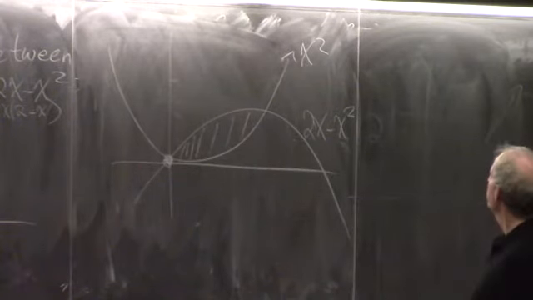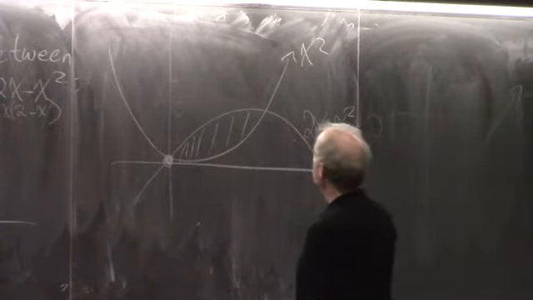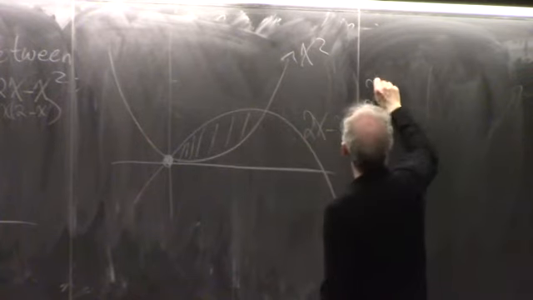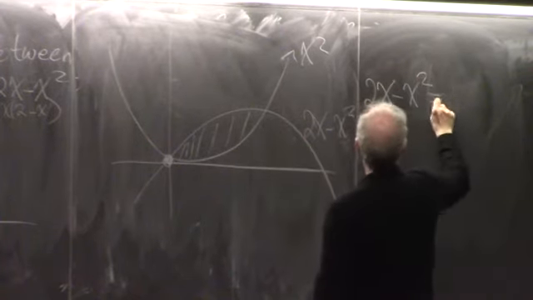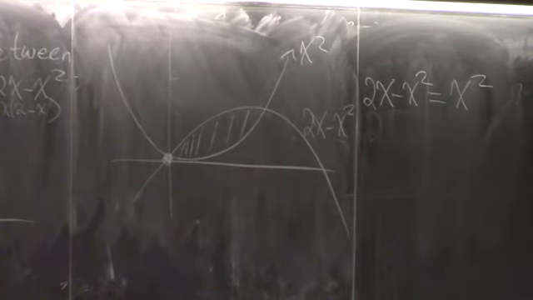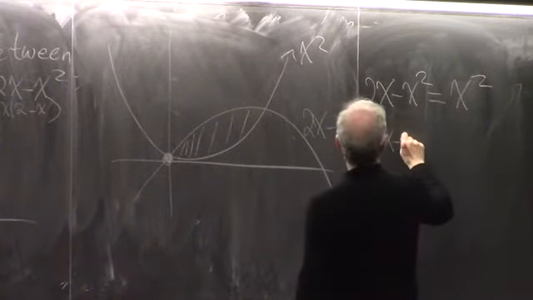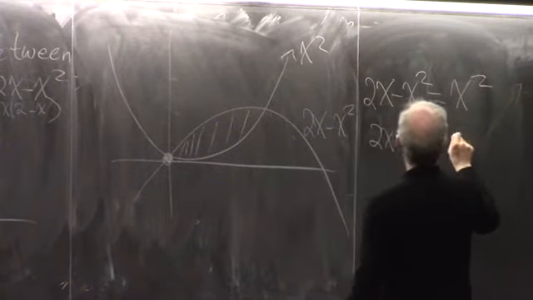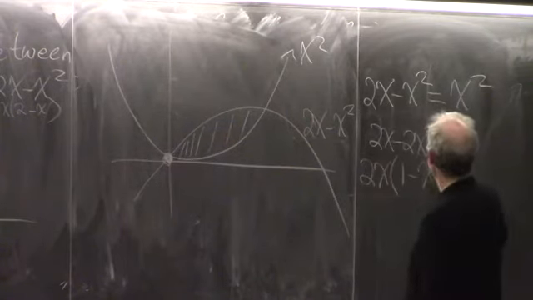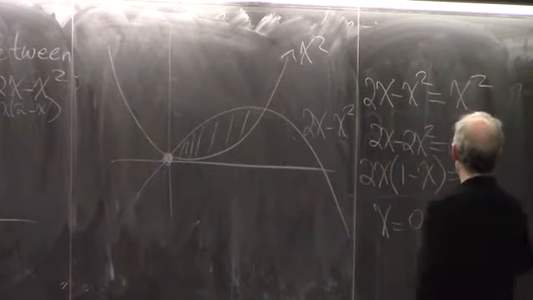When you miss, just make a big dot around it, so people can't tell if you did it wrong. Now you have to find where they intersect, because we're going to go from 0 to that spot. So where do they intersect? They intersect where 2x minus x squared equals x squared. So that's 2x minus 2x squared equals 0. Factor out 2x times 1 minus x equals 0. So they intersect at x equals 0 and x equals 1.